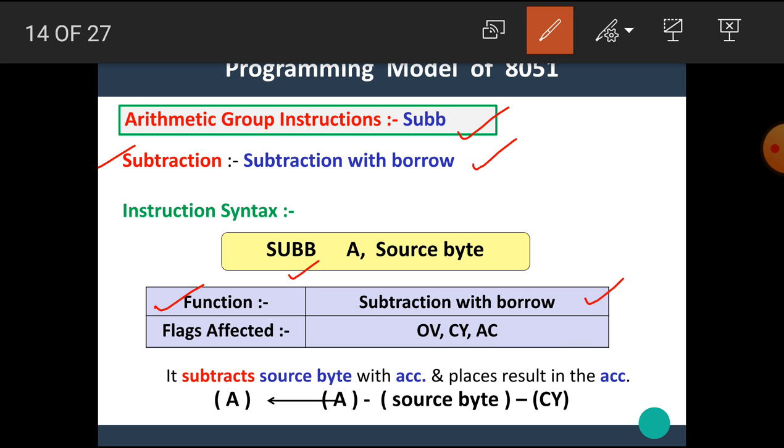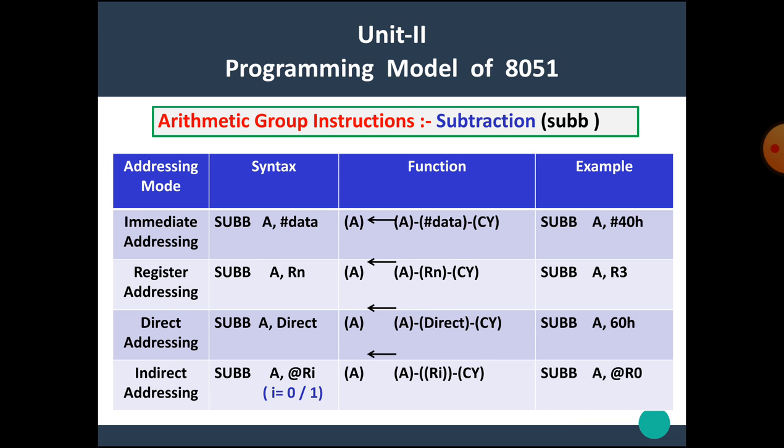The flags affected are OV, overflow, carry and auxiliary carry. It subtracts the source byte from the accumulator and places the result in the accumulator. That means it is the opposite of the addition operation. The accumulator is subtracted with the source byte with the borrow, and the result is placed in the accumulator.